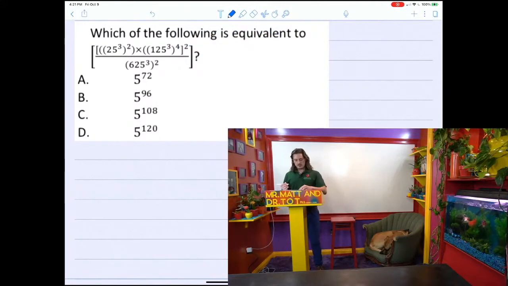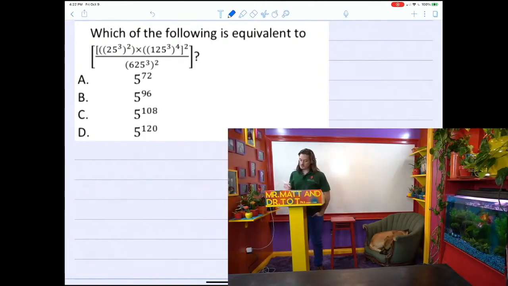Okay, so let's look at this problem. Which of the following is equivalent to the quantity 25 cubed, quantity squared, times 125 cubed, quantity raised to the fourth power, whole quantity raised to the second power, whole quantity divided by 625 cubed, quantity squared? Okay, a lot of quantities here, right?